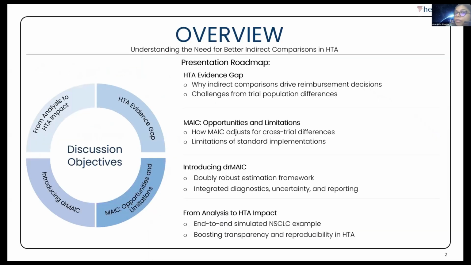So there are four sections plus our discussion at the end. First, the HTA evidence gap and why we need indirect comparisons at all. Second, standard MAIC, what it does well and where it falls short. Third, drMAIC itself, the doubly robust framework and what it adds. And fourth, from analysis to HTA impact, where I will walk through a simulated NSCLC example showing the full output. I will close with the key takeaways.